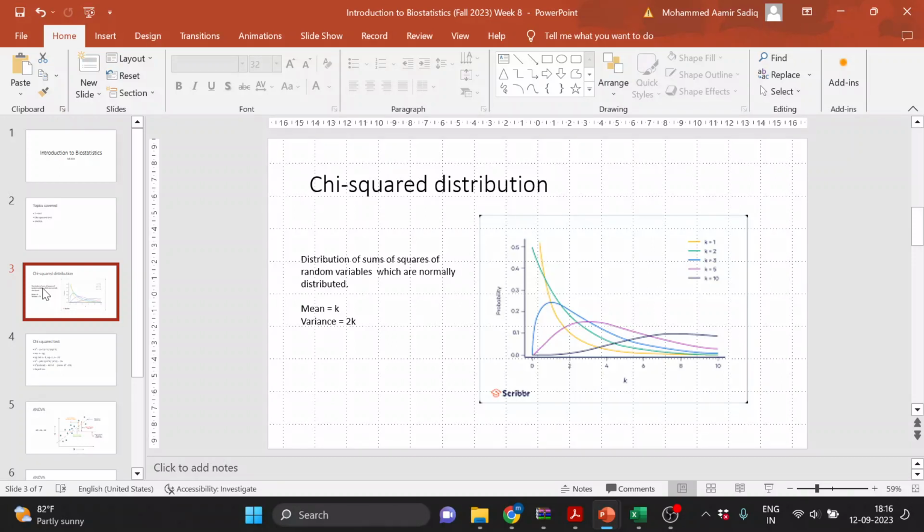Did you follow that? So a chi-square distribution is the distribution of sums of squares of values that are derived from normal distributions. You need only one parameter to define a chi-square distribution, and that is k. k could be the number of normal distributions you sample from to get those sums of squares. Any questions here?